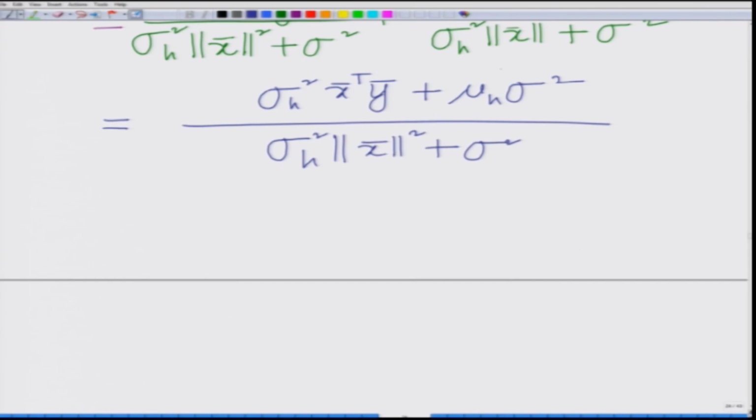Okay. Remember, sigma h square is the prior variance of the parameter h, and sigma square is the variance of the noise, the zero mean additive white Gaussian noise V. Okay. And now, what we are going to do is divide both numerator and denominator by sigma h square sigma square.